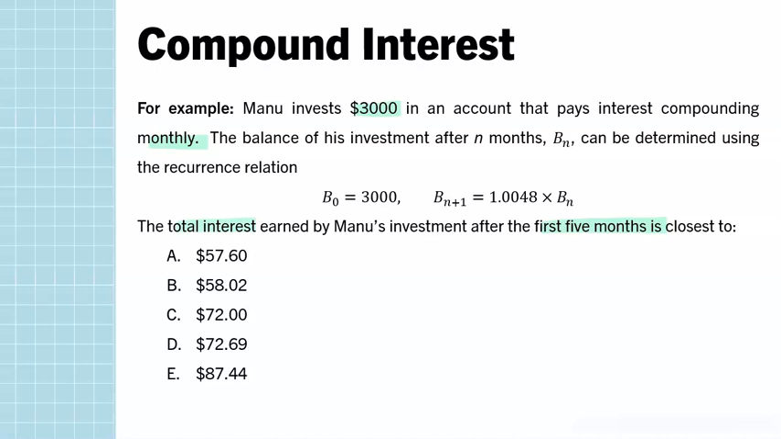When we are calculating our interest, that is the difference between the value of the account and our starting point, our principal value. So firstly, what we want to know is what is our value after 5 months. What is the value of Manu's account at B5? Then to get our interest, we will be taking our B5 value minus our initial value, our principal of 3,000. So we're going to have a quick recap of how we do those types of recurrence relations using our calculator so that we can get that value of B5.